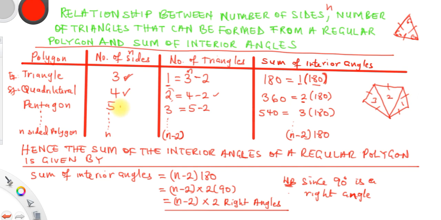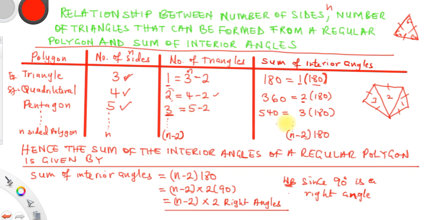Yes. So the number of sides, we have 5. It has 5 sides. And then how many triangles can be formed from the pentagon? We can form 3 triangles. The 3 is the same as 5 minus 2. If we subtract 2 from the number of sides, then we get the number of triangles that can be formed from it. Yes, so that is what we are saying.